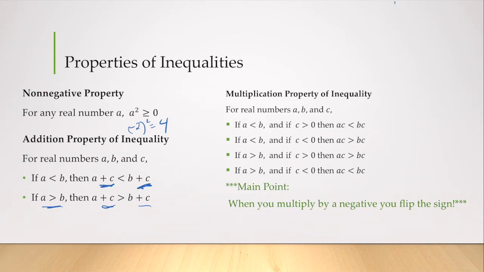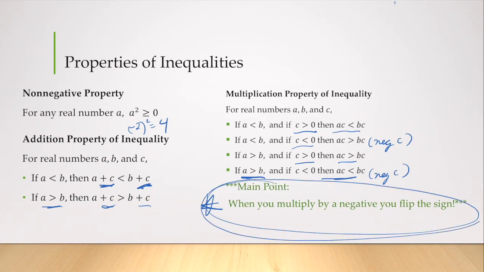What's interesting here is the multiplication property of inequality. We would expect that if c is greater than 0 and I multiply an inequality by c, of course, it's still going to maintain the inequality. What is interesting is if c is less than 0. In this case, when c is negative, what happens is you flip the sign. So if a is greater than b and I multiply it by a negative number, then ac is less than bc. This is the main point. This is the one key thing I want you to remember about working with inequalities. When you multiply or divide by a negative number, you flip the sign. So less than becomes greater than, greater than or equal to becomes less than or equal to, and so on.